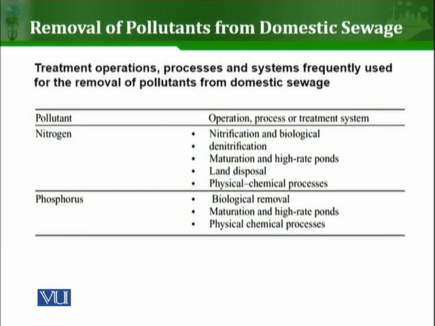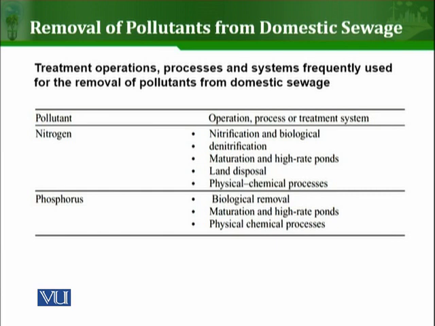In case of phosphorus, again we have so many different strategies. If we want to remove phosphorus from domestic sewage, we can use different types of microorganisms which can degrade the phosphate compounds, and they can also assimilate the phosphate compounds in order to grow. Maturation and high rate ponds are there.